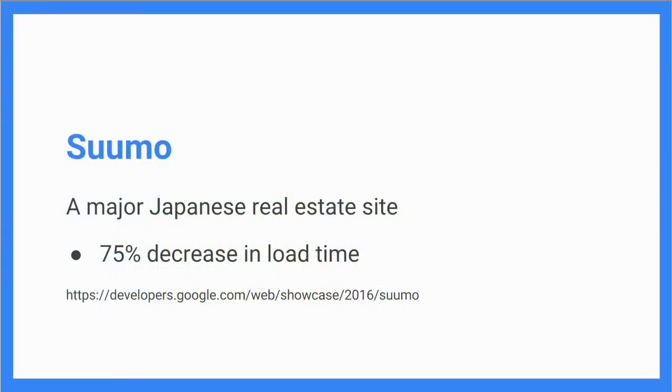Sumo is a major Japanese real estate site, and they implemented some of these app shell patterns to help cut down on the amount of time it took to render their site, and they had a 75% decrease in load time. And as we've already covered, faster sites means more money. That'd be a good slide. Yeah, a direct relationship. Fast equals money.